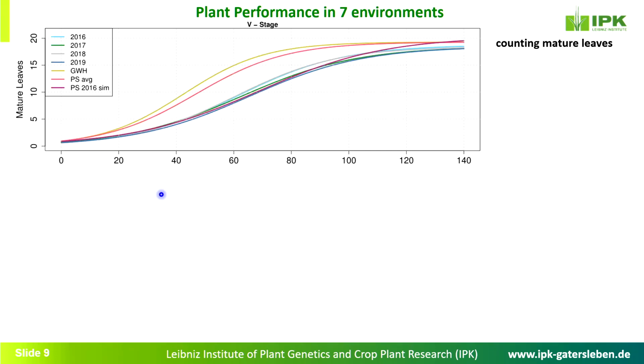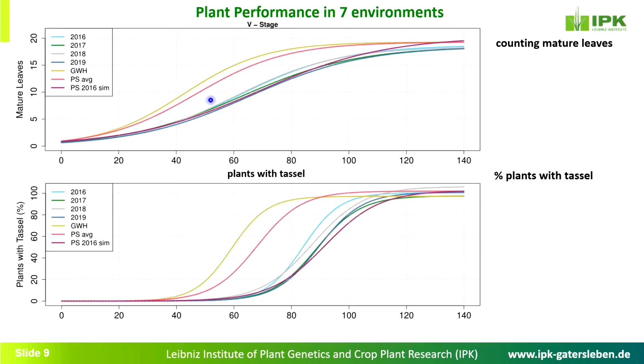And we can also look at other traits. So here is the vegetative stage, just counting the number of mature leaves on a maize plant. And you can see very nicely that the simulation follows the field environments, and both the greenhouse and the average climate are quite artificial and developed nearly a month earlier.